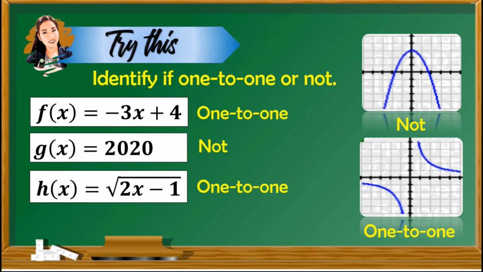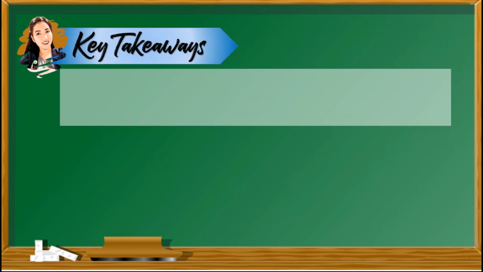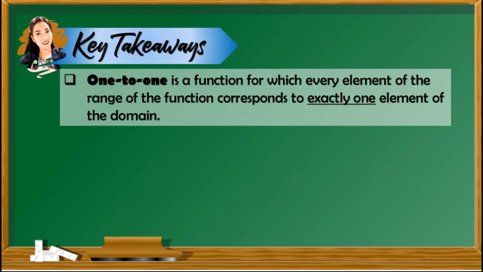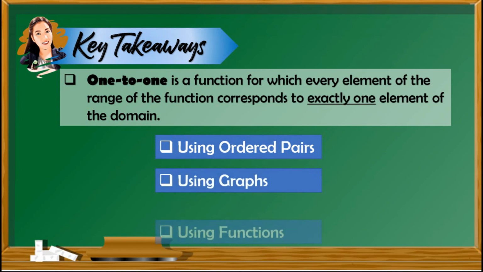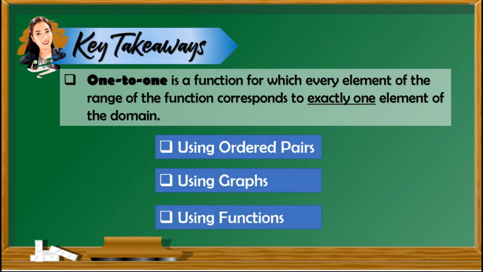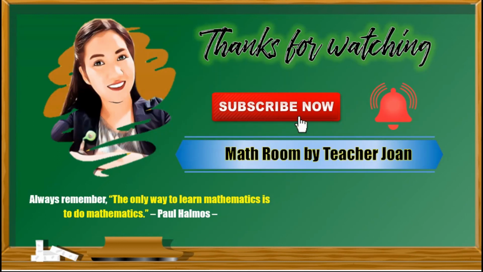If yes, great job. Here are the key takeaways for this lesson. When we say one-to-one, it is a function for which every element of the range of the function corresponds to exactly one element of the domain. And we could represent it using ordered pairs, using graphs, and using functions. So always remember that for every y value, there should only be one x value. So here is the end of our lesson.